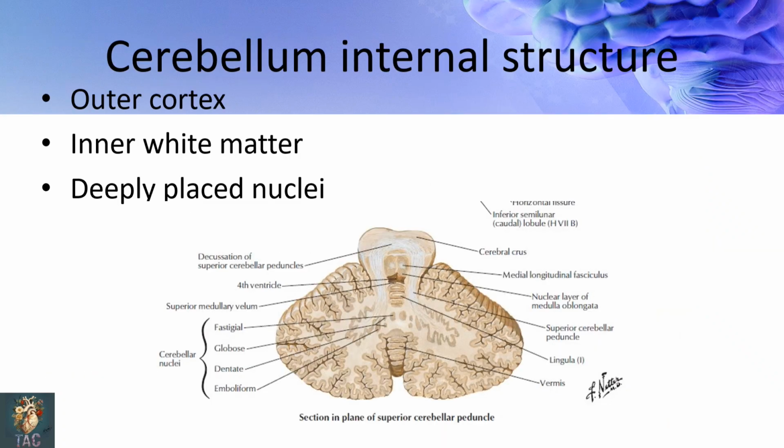Then the cerebellar internal structure: you can very well see these are the folia, and internally the outer part is the cortex and the inner part is the white matter. In this inner white matter you can see the deep nuclei, which I have already told you: the dentate nucleus, the emboliform nucleus, the globose nucleus, and the fastigial nucleus. So this is the internal structure.